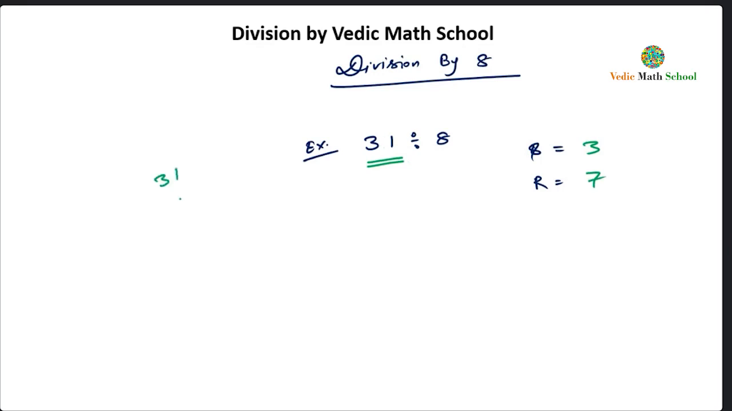Earlier, if the number is 31 and you have to divide with 9, what is the process you do? You write down the first number as it is, and because this is the last digit, you add 3 plus 1, that is 4, right? So this is the remainder, this is the quotient. Does anyone have any doubt in this?